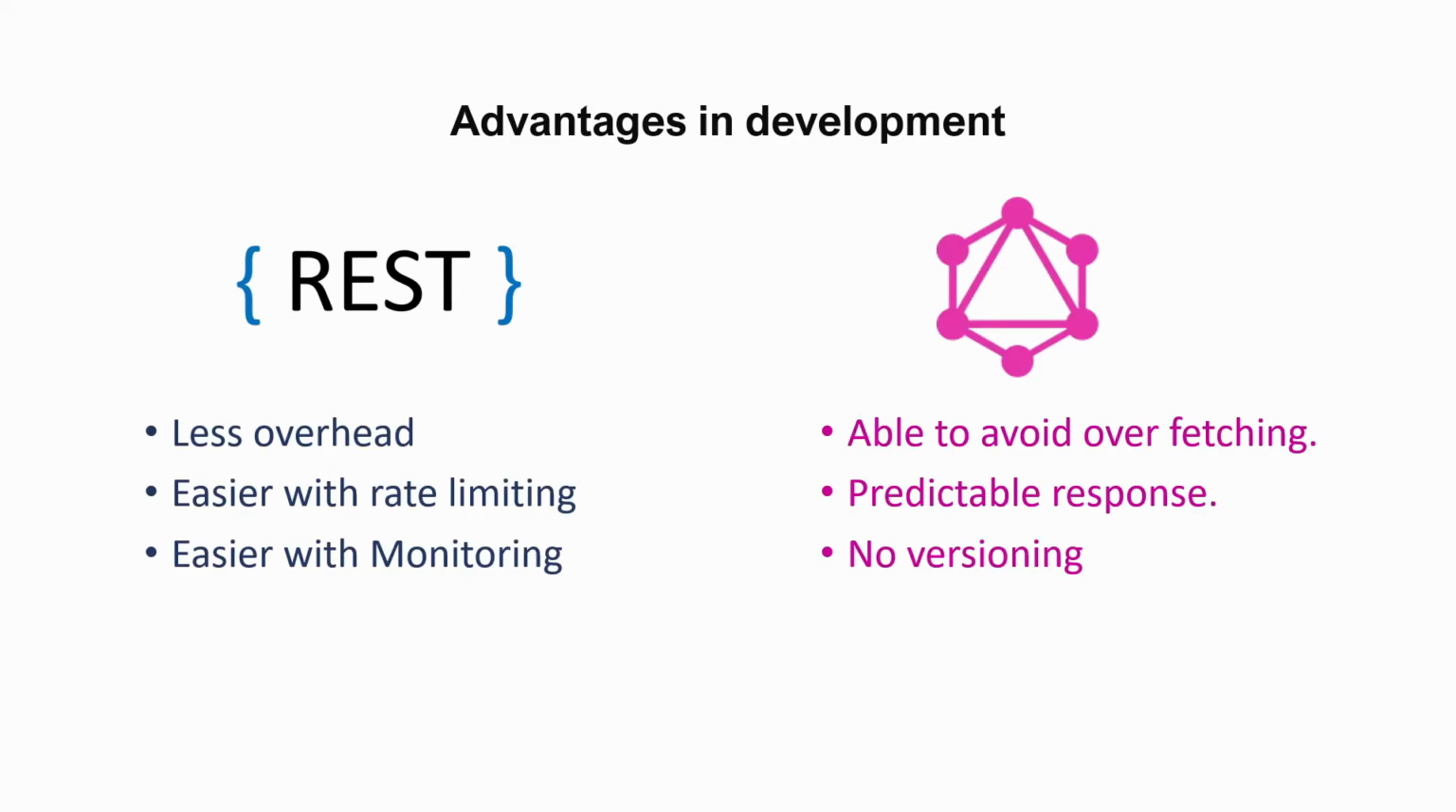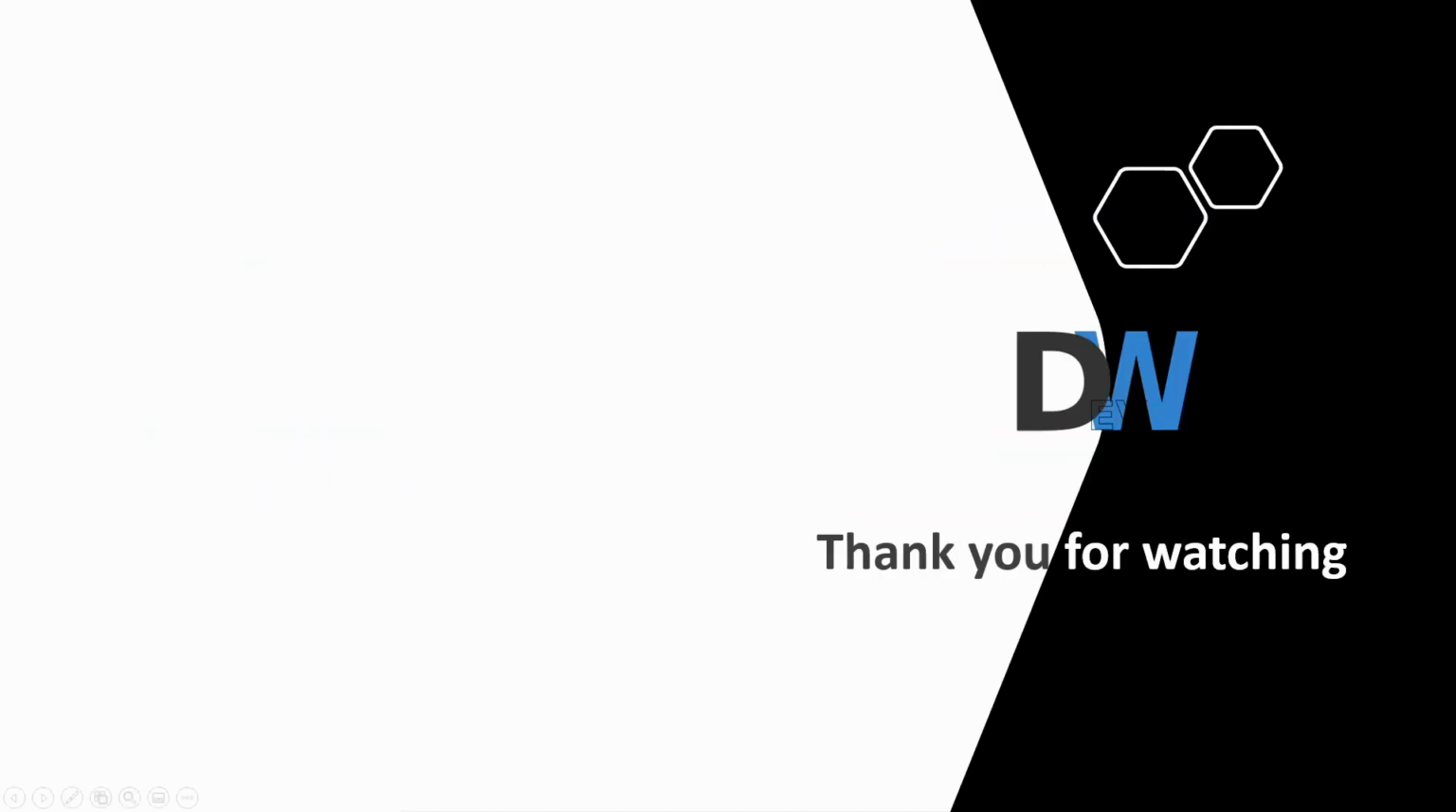And one last advantage for GraphQL is that you don't really need to worry about versioning, because all you need to do is add a new field to your query. Although in REST API, you do have to give it a new endpoint for updated resources. So that's everything you need to know about the differences between GraphQL and REST API.